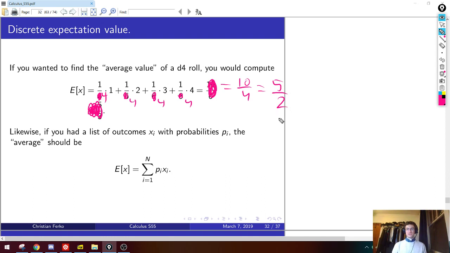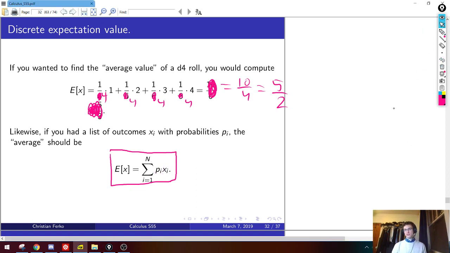So this might sound kind of reminiscent of something else, but let me just say it again. If you have a list of outcomes, x sub i, with probabilities p sub i, the average, or more precisely, the expectation value, is defined as follows. Expectation value is the sum from i equals 1 to n of the probability of outcome i times the value of outcome i. In this case, all the p_i were a quarter, and the x_i were just integers. So it's just adding up the different outcomes weighted by their probabilities.